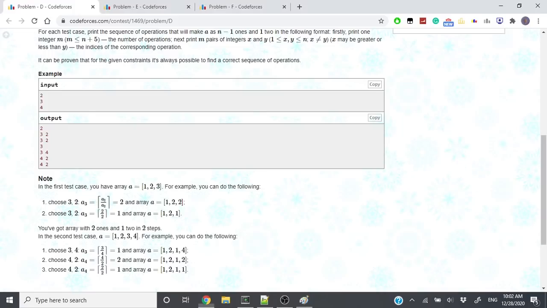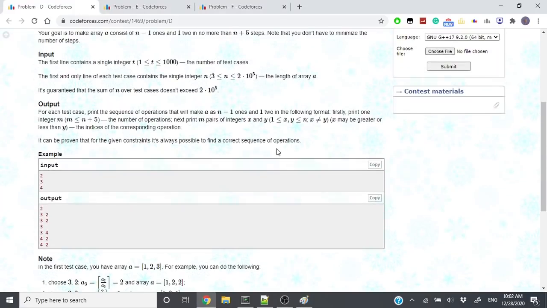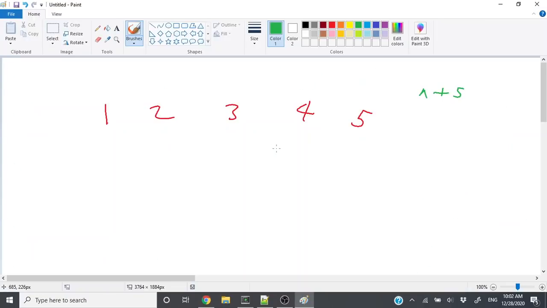We want to have 1, 2, and the rest of them should be 1s. Okay. So if we divide this by this, for example, this becomes 2. So we can get a lot of 2s by doing this.